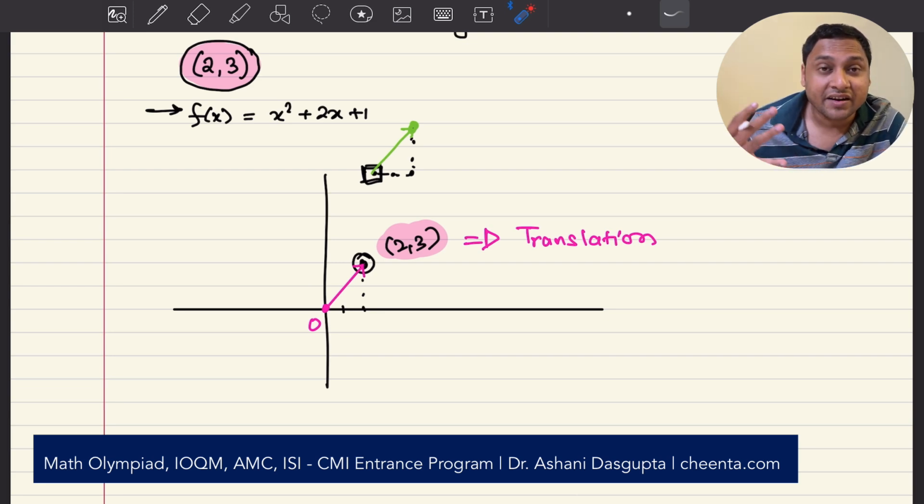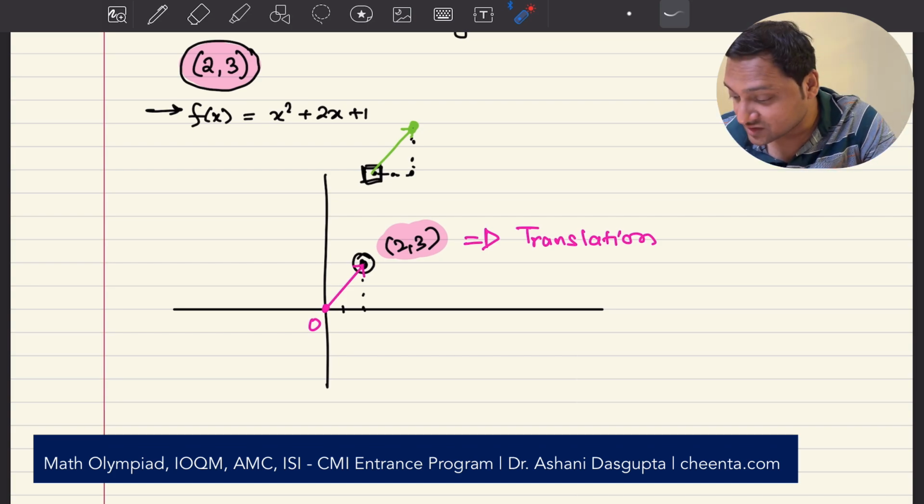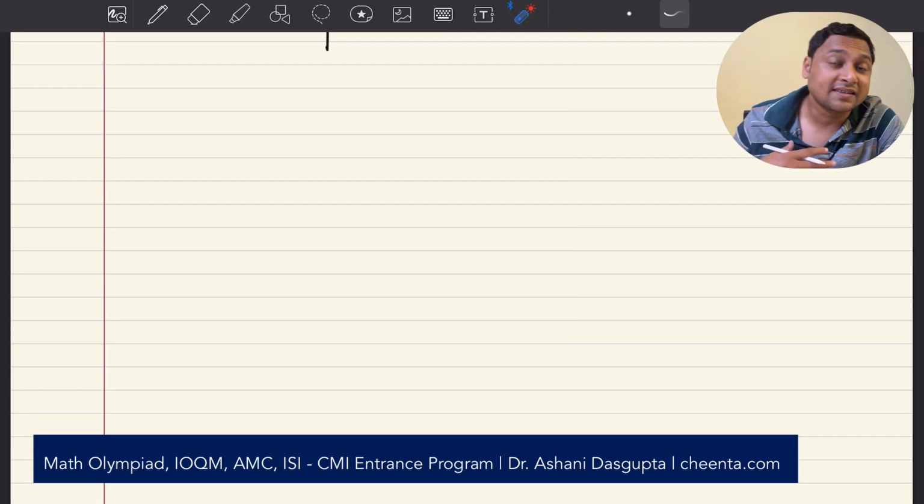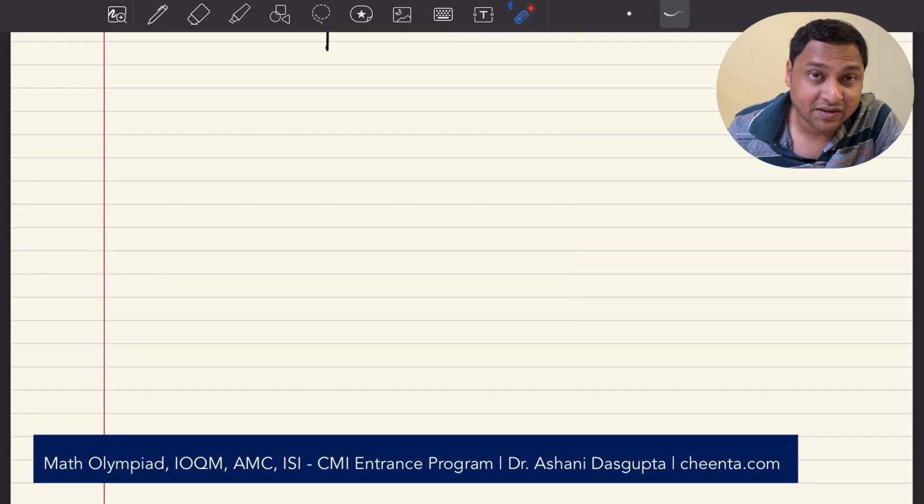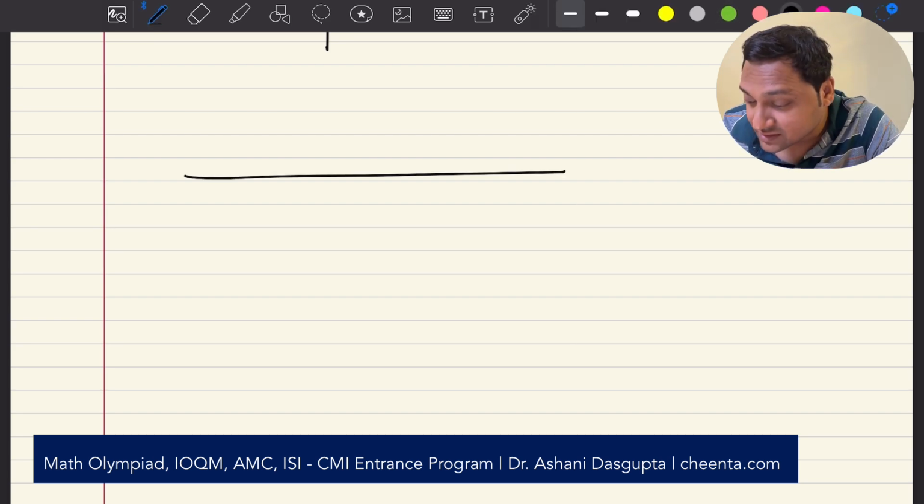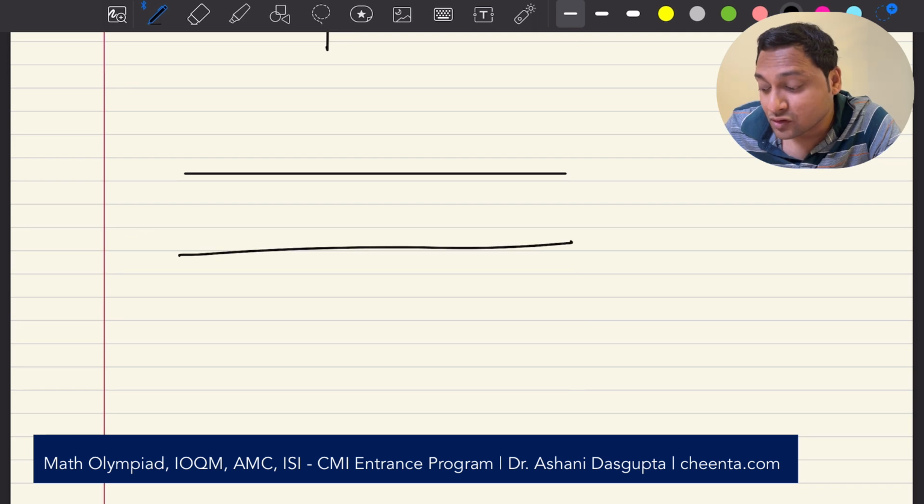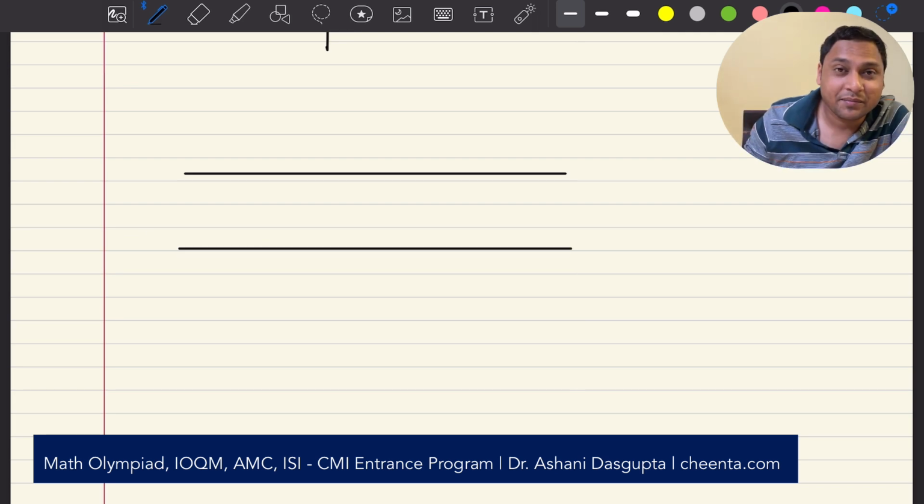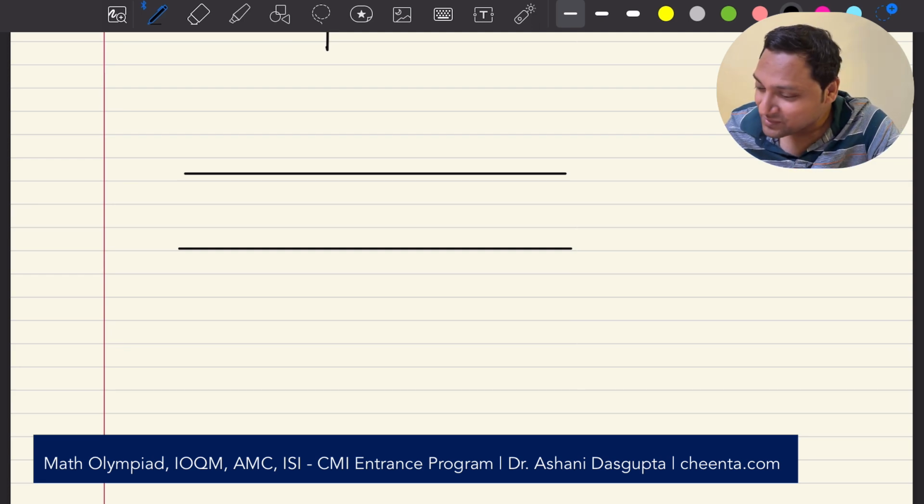Now let's do a very interesting problem using translation. And this is where you can see the true beauty of this particular concept. Here is the problem, and I have talked about this many times in the Math Olympiad program at Cheenta. If you are a member of the Math Olympiad program at Cheenta, you may have seen this before. But anyway, let me tell you what it is.